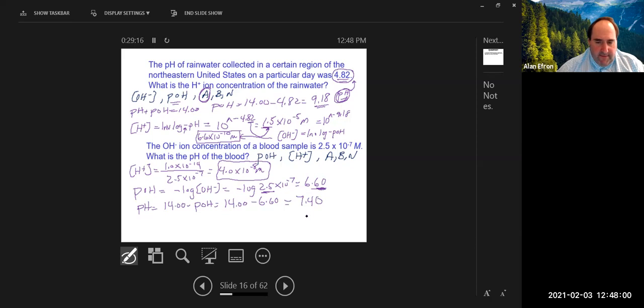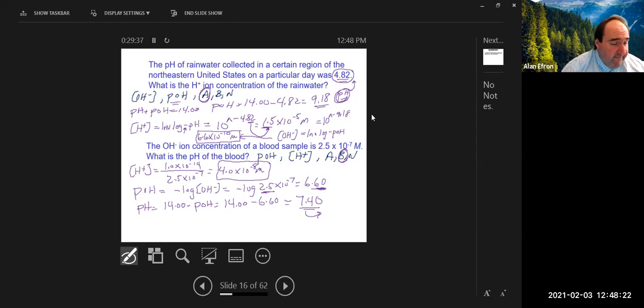And I feel like I'm missing one. What am I missing? Anything? No, I got H plus, got the pH and pOH. That's everything. So at this point, we want to know, is it acidic, basic, or neutral? It would be slightly basic at this point. Again, just slightly above 7, and that would be considered slightly basic.